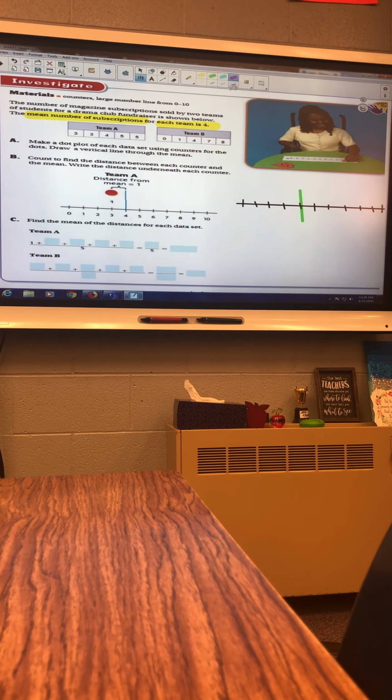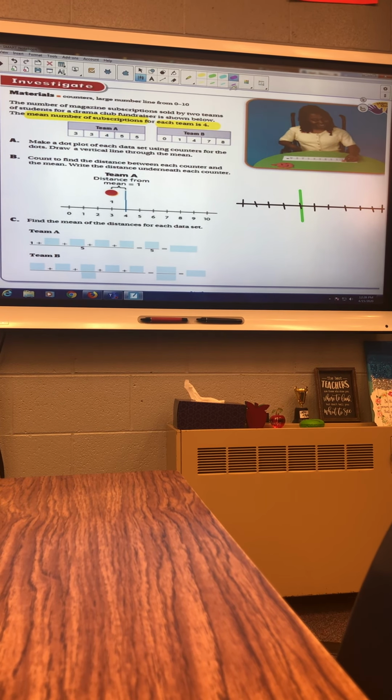For team B, I have 1 at 0. I have 1 at 1. I have 1 at 4. I have 1 at 7, so that's 4, 5, 6, 7, and 1 at 8. So even looking at your dot plots, you can see that although they have the same mean, there is a big difference in the data. So now we're going to look to find the average distances, and this is called the mean absolute deviation.